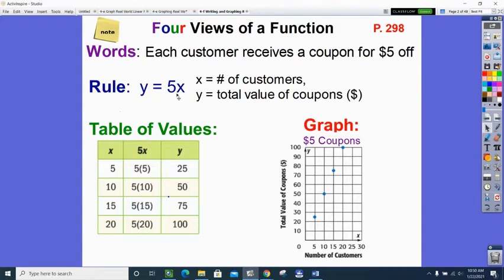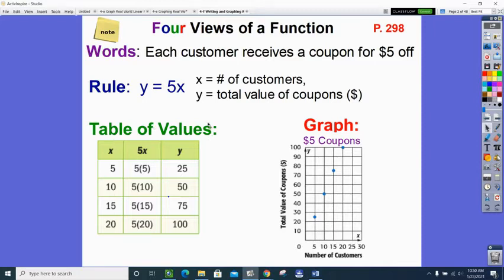What's what here? So we let everybody know that X is going to represent the number of customers. So when we put a number in for X, it's how many customers I handed a coupon to. And then Y is going to be that total value of the coupons. And notice, because it's money, I'm putting the dollar sign there. So everybody in the world knows what currency I'm using.